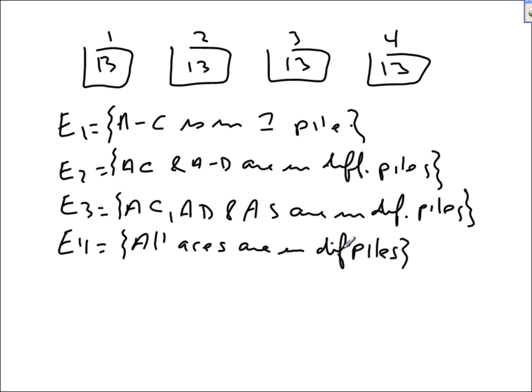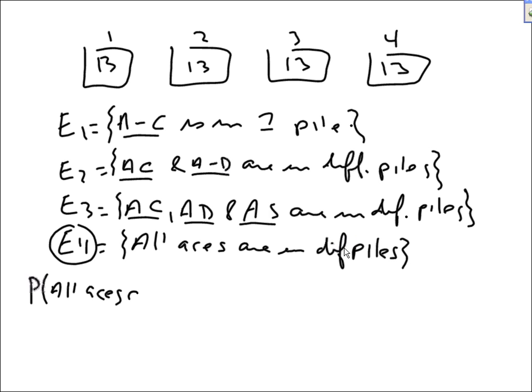Now, if you think about it, if all aces are in different piles, then the ace of clubs, ace of diamonds, and ace of spades are in different piles. And the ace of clubs and the ace of diamonds are in different piles. And the ace of clubs is in a pile. So the probability that all aces are in different piles, and that's what the question is. What's the probability that one ace is in each of the piles? That is, all the 4 aces are in different piles. Well, that is the probability of E4.